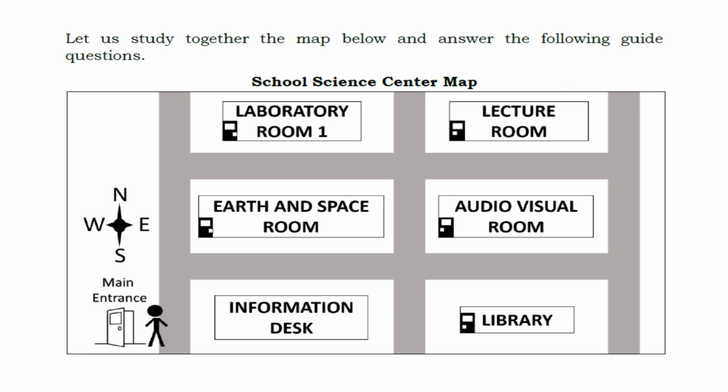Okay, on the map, we can see directions. Very good. Directions pointing to the north, south, then from the east to west. Aside from directions, what else do you see? Very good. The main entrance door. A single door on the main entrance. Starting in front is a stick person. A stick person standing over there in front of the main entrance.